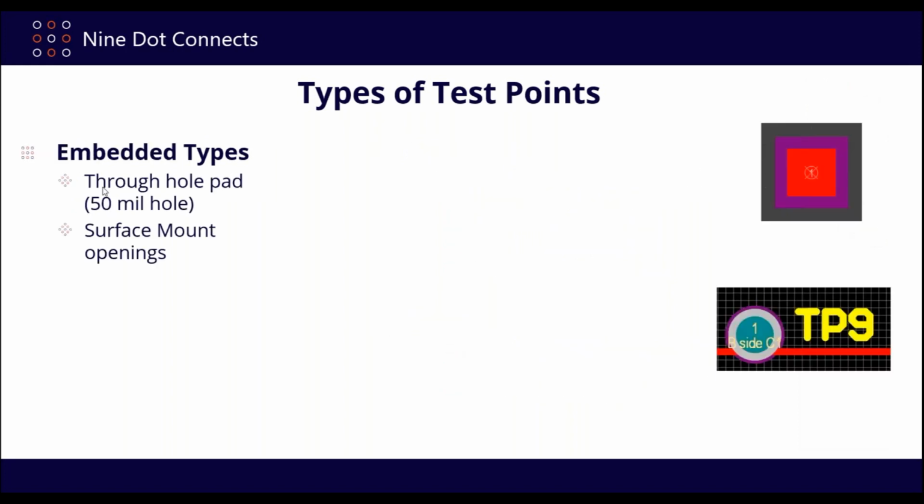Now let's talk about the embedded types for a moment. So what we mean by the embedded types are just ones where you just leave the copper available for a test probe. So one thing you can do is a through hole pad at 50 mil hole. And so here's an example of this over here. And the reason why we pick a 50 mil hole is that that is big enough so that if you want to take a test probe, a lot of times they have a little end piece to it where you can take the end piece off and you just have the pin. You can stick the pin straight into the hole and it will be able to hold it.